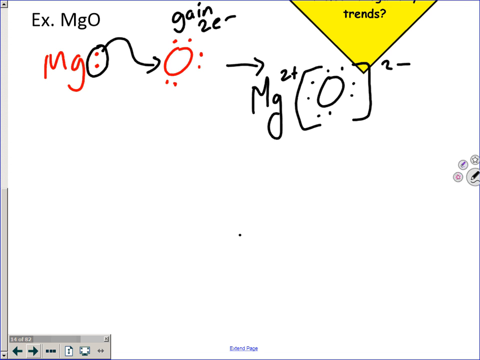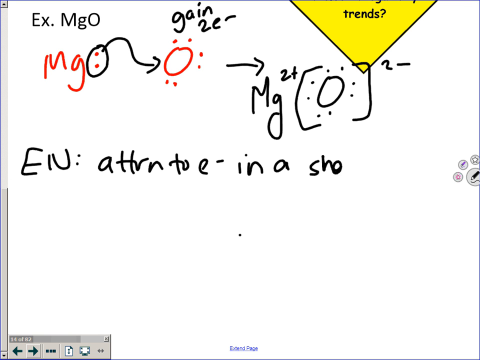All right, back to me. 3, 2, 1. Izzy, what is the definition of electronegativity? When attraction to electrons are being shared in covalent. Okay, so the attraction to electrons in a shared bond. Okay, so we have electrons and we are sharing them, right?